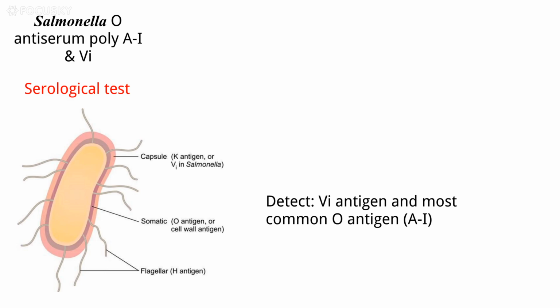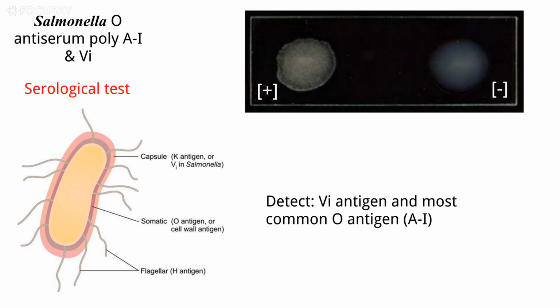When Salmonella is present, the antigen will conjugate with the antibody resulting in agglutination as shown by the left reaction in the picture. If Salmonella is absent, there will only be a cream-colored smear as shown in the picture on the right.